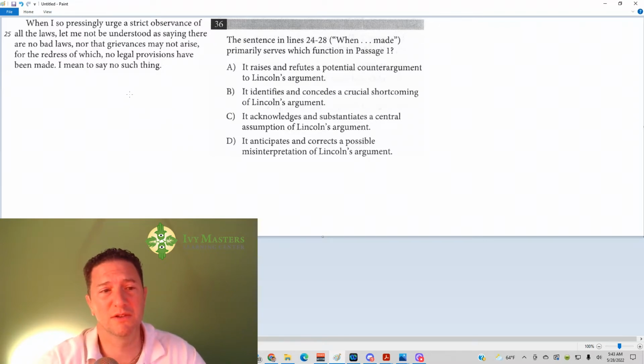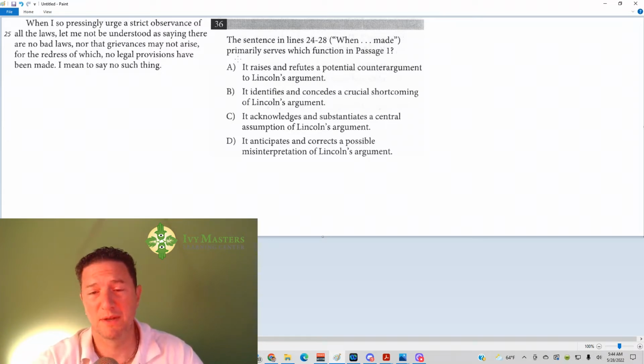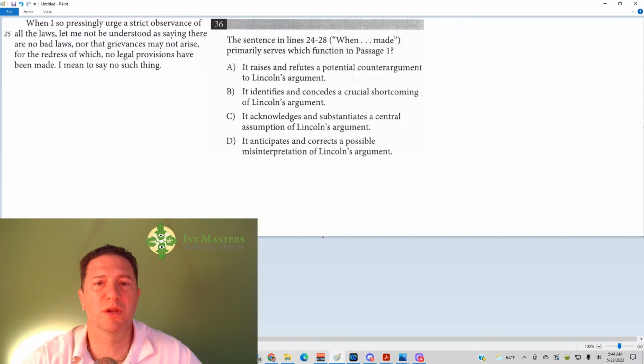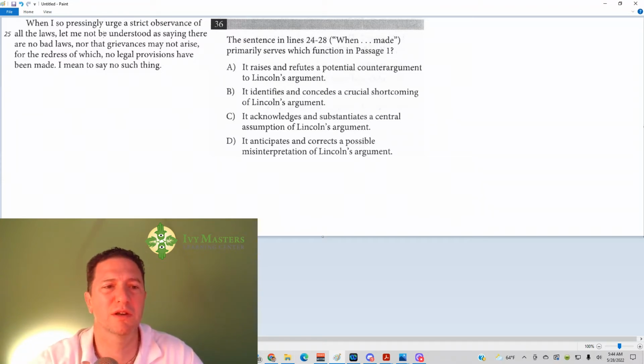When we go to the answer choices, you got to pay attention to the precise language here. If you don't, it's very easy to get wrong. Answer choice A is probably the most common wrong answer. It raises and refutes a potential counter-argument to Lincoln's argument. Well, keep in mind, in the first paragraph, he was saying that you should follow the law in very strong terms. A potential counter-argument would be like, you should not follow the law in these circumstances. But he's not really addressing that, kind of, sort of. He's saying, if bad laws exist, we should change them right away. But anyway, that's not precisely what he's saying in these lines.